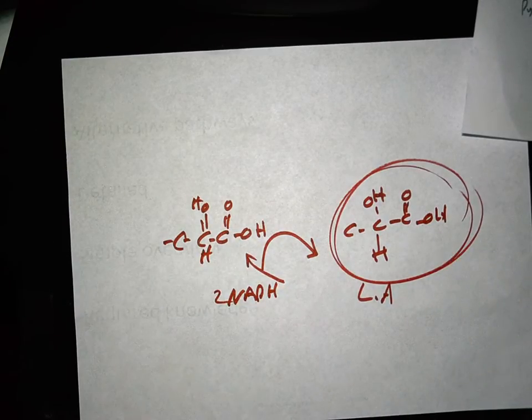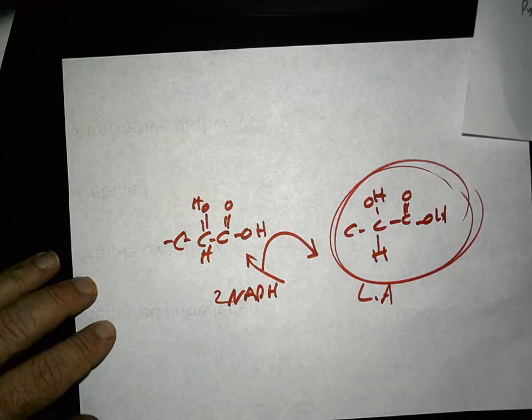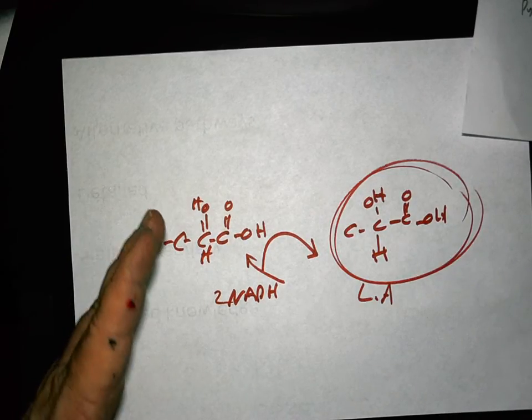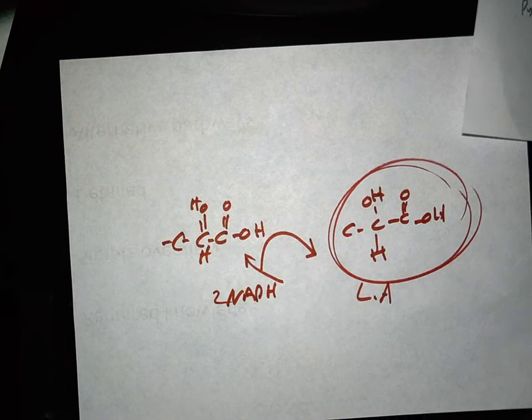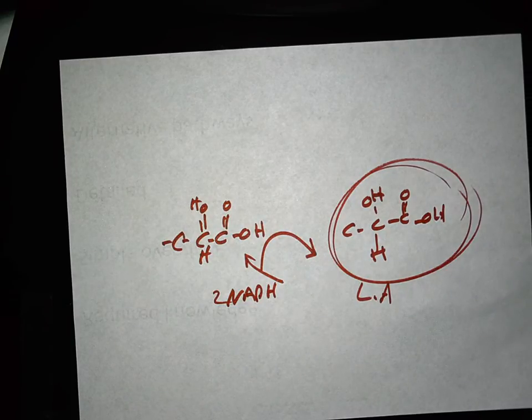You will not need to know the exact chemical structure like this. You will need to know, obviously, that pyruvic acid will change to lactic acid in the absence of oxygen, and pyruvic acid will be modified into acetyl-CoA in the presence of oxygen. Okay, that concludes the overview of cellular respiration.